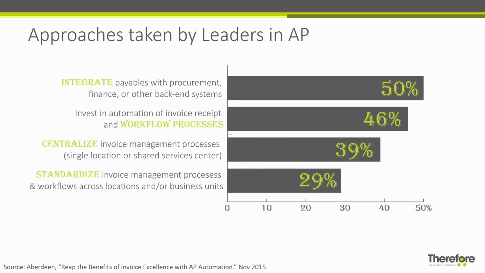So if we take a look at another study by Aberdeen, we can see that a big need expressed by more than 50% of those surveyed is the integration of payables with the systems of other departments that they rely on, such as procurement and finance. A very close second is the investment in automation of invoice receipt and workflow, expressed by 46%. 39% have taken the approach to centralize invoice management processes, and 29% are looking to standardize these processes across different locations or business units.